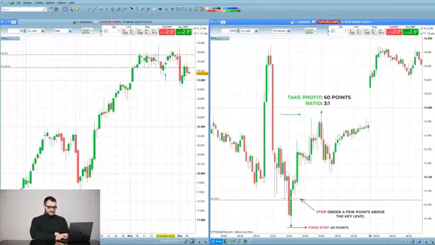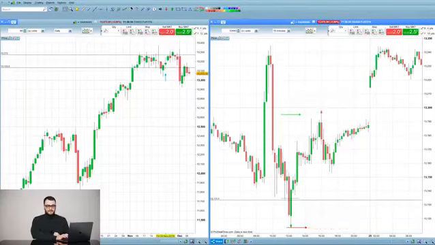And as you can see here, the impulse follows, a really, really nice impulse. And right here with this small tail, our take profit is taken, and the trade is closed with plus 60 points. And another example of the market moving even more.